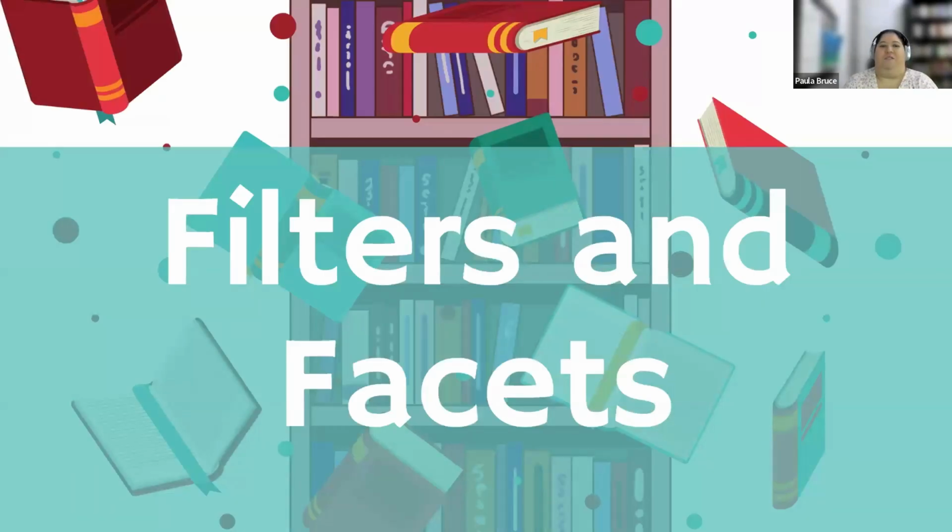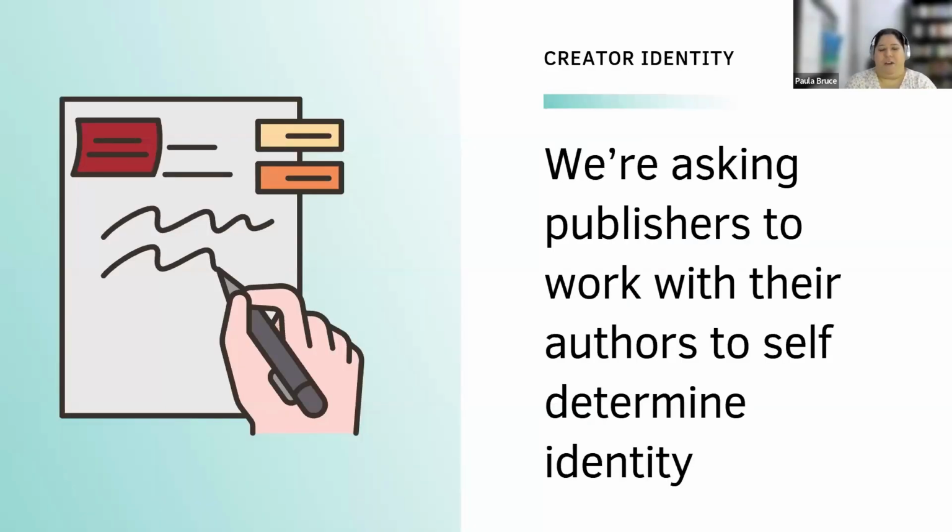Next, we're going to go into the various filters and facets and the metadata you'll need to have to ensure your titles appear under the right categories and filters. But before we get into the metadata, we're going to have a quick word on creator identity. This was one of the categories most requested by librarians. As the CDLC is a public-facing site, for the creator identity category, we're asking publishers to work with their authors to self-determine identity.